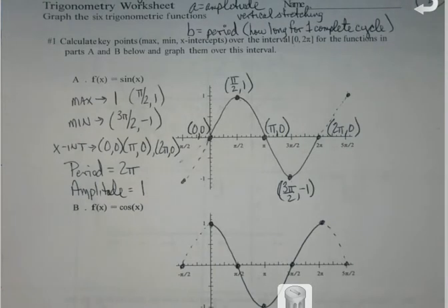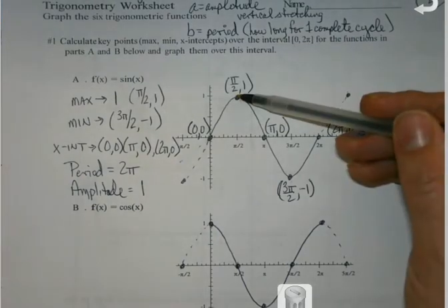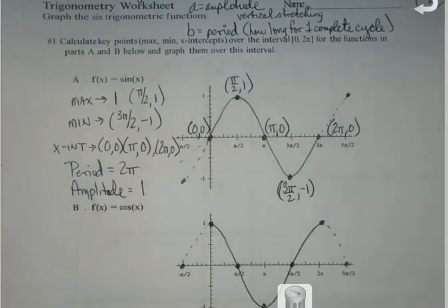You can have a negative amplitude. We'll talk about that. But for this graph, it's just asking us how far it is from my max back to the axis, or my min back to the axis. So it'll be the same thing when I'm doing cosine.